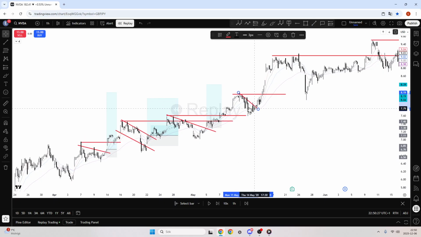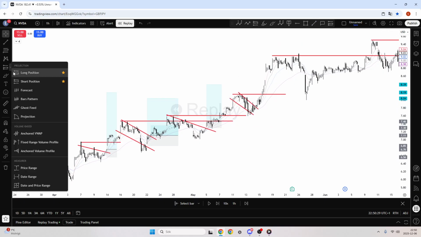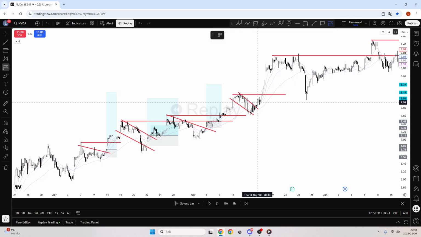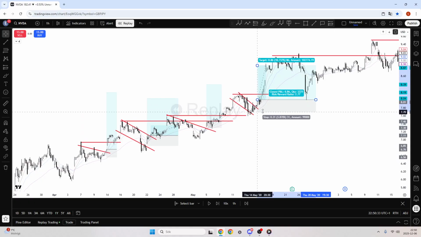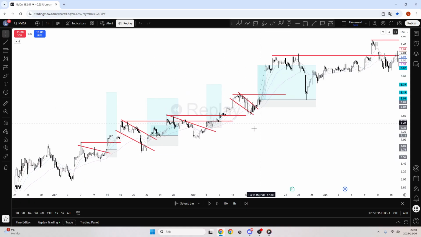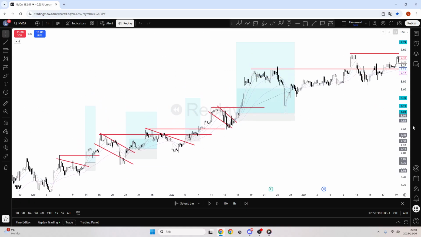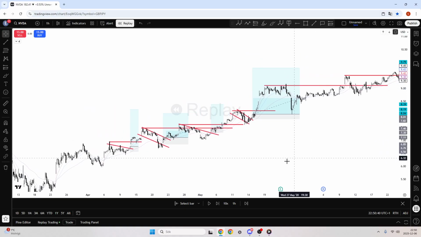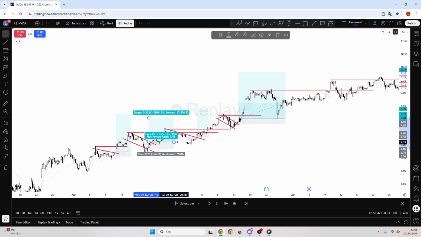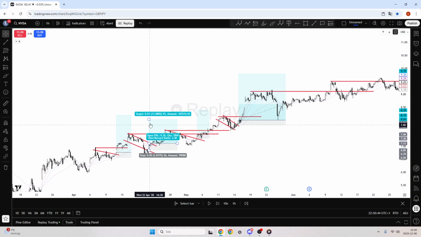Same thing here. Market comes up, we need a strong candle, so this is the first strong candle, and this is consistent with our previous bases. And look, every single one, except this one, is a winner.